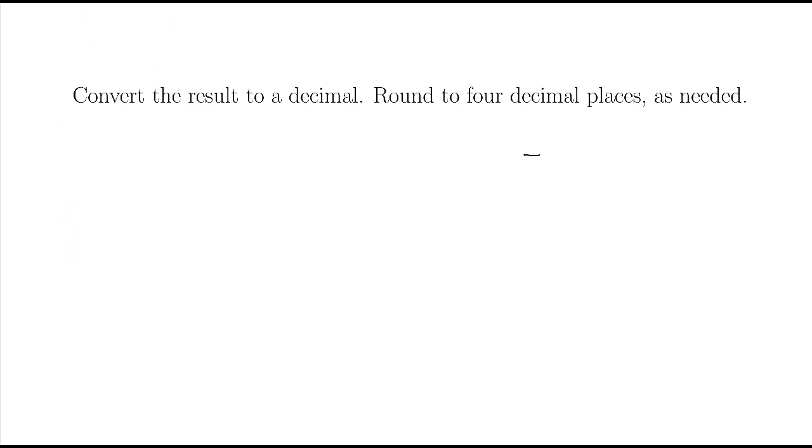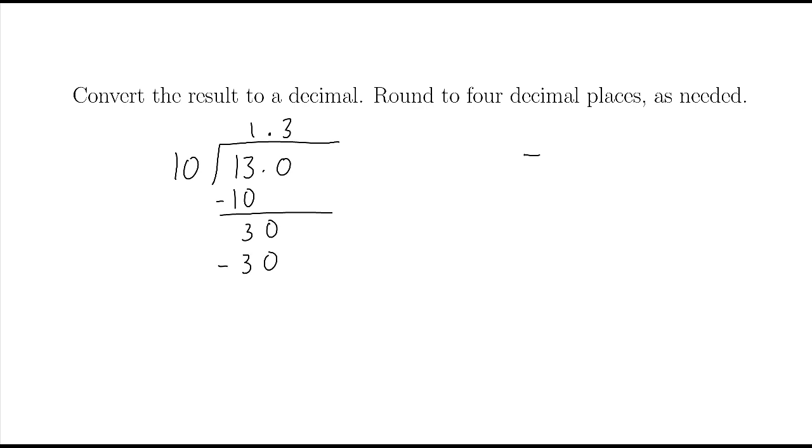Okay, so 13 over 10, that means 10 goes into 13.0 how many times? Well, 10 goes into 13 once. 1 times 10 is 10. Subtract, 3. Bring down the 0, 30. 10 goes into 30 3 times. 3 times 10 is 30. Oh, I've done it, 1.3. So my answer is negative 1.3.